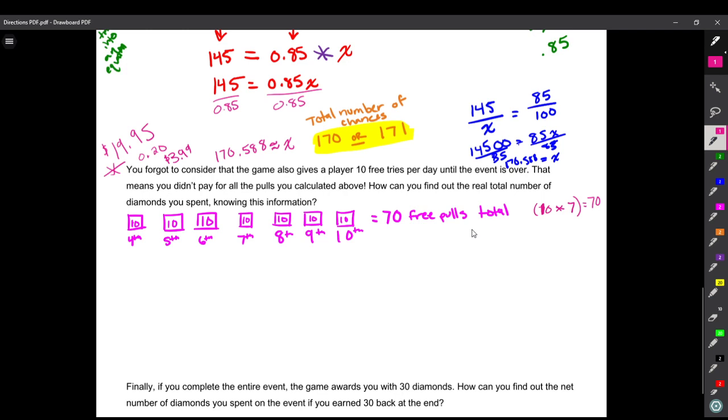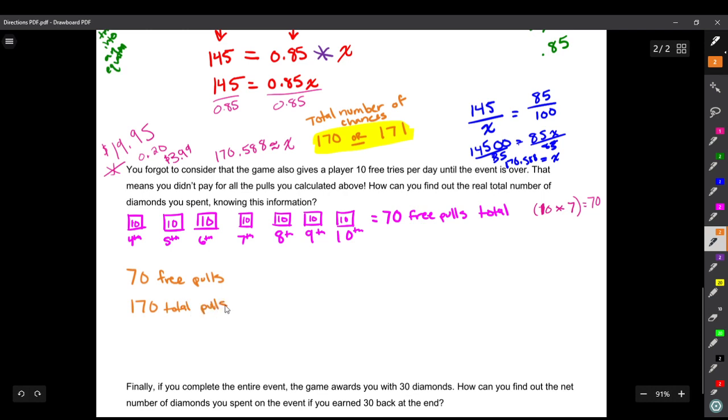And if we have 70 free pulls and our total number is 170, we want to know how much we paid for. Remember, if we have 70 free pulls and 170 totals, then how many pulls did we pay for?